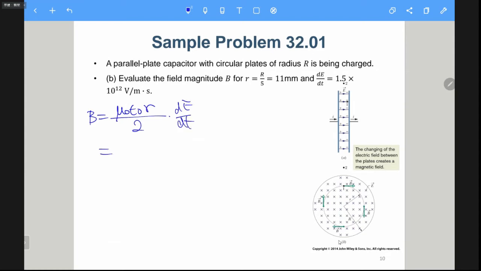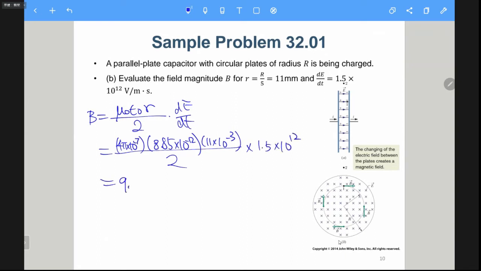Mu naught is 4 pi times 10 to the minus 7. Epsilon naught is 8.85 times 10 to the minus 12. And r is 11 times 10 to the minus 3, all over 2 times dE/dt, which is 1.5 times 10 to the 12th power. So this is 9.18 times 10 to the minus 8 Tesla.